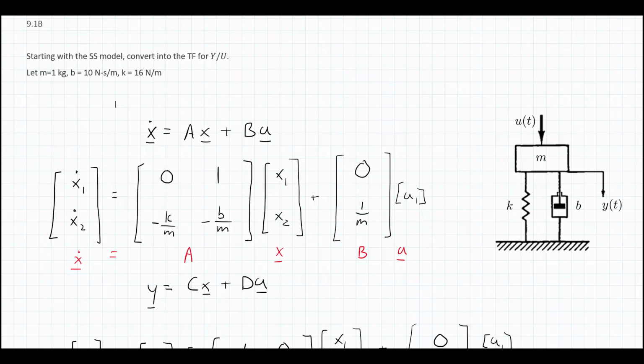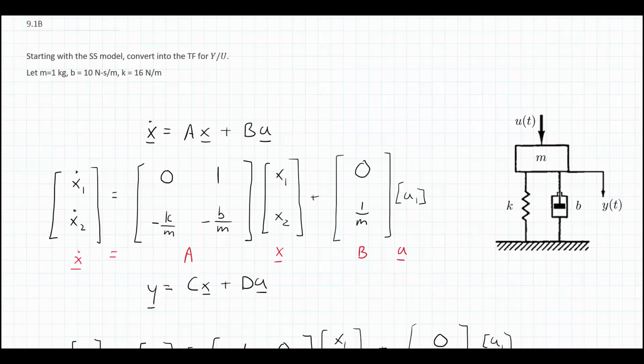And we'll look specifically, just in this example, for a mass of 1 kilogram, damping coefficient of 10 newton seconds per meter, and a spring constant of 16 newtons per meter, so we have numbers to work with when we go into MATLAB. But the process would be the same, despite what parameters we're using in the system.